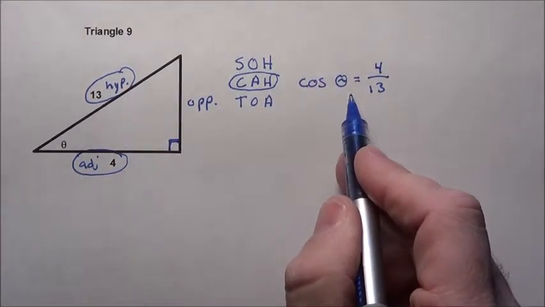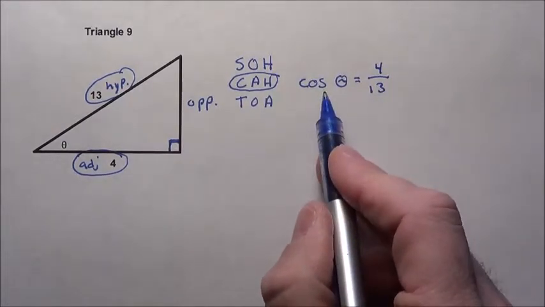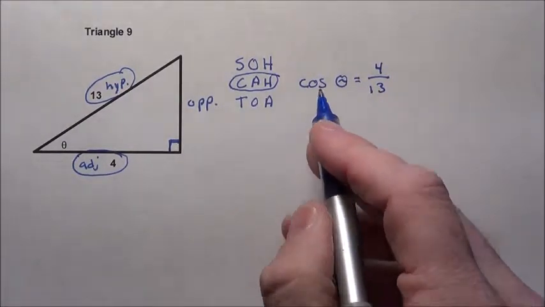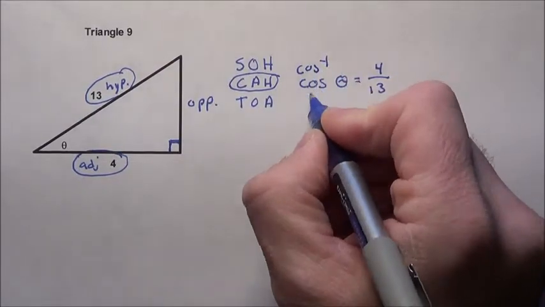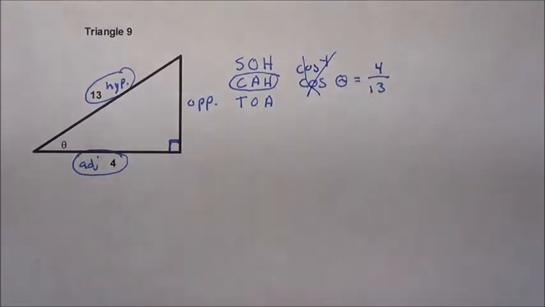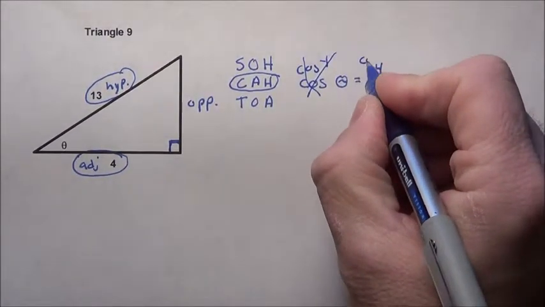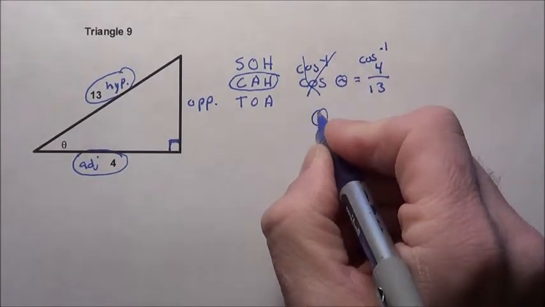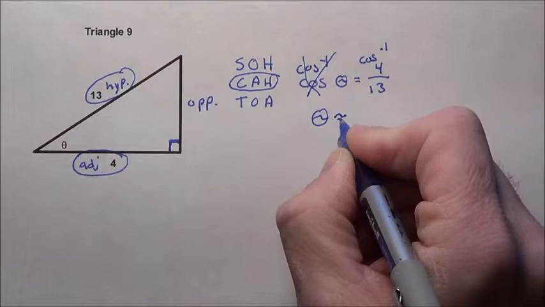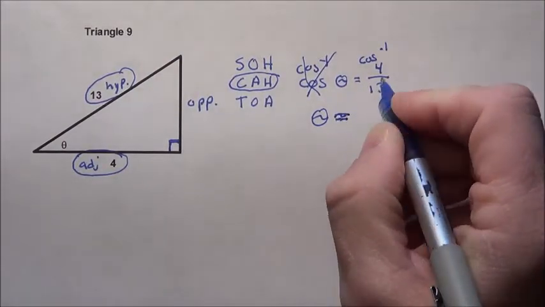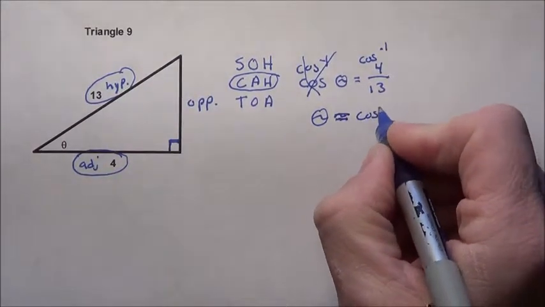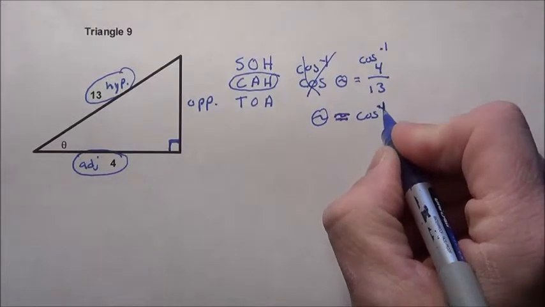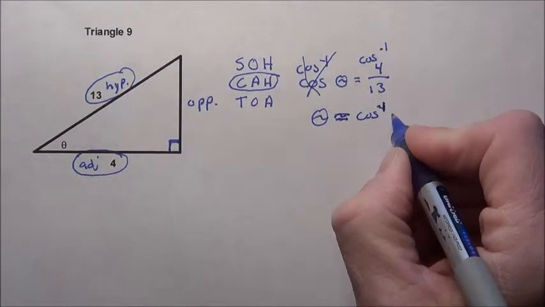I could type in a bunch of numbers and come close and figure it out. But here's what I'm going to do. I'm going to take the inverse cosine. The inverse cosine of cosine goes away. Whatever I do on this side, I'm going to have to do over here. So I'm going to have to take the inverse cosine of 4/13. So theta, who's left there, is equal to the inverse cosine, that's -1 right there, of 4/13.